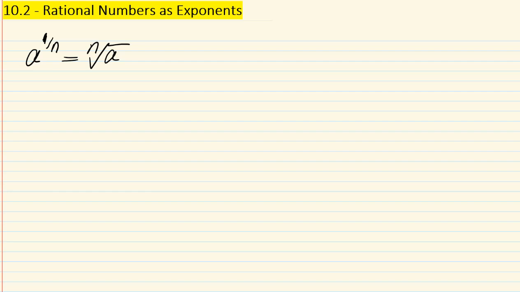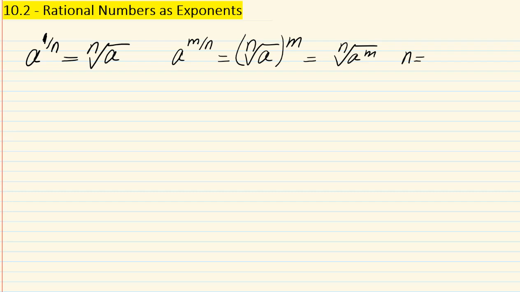The more general form of this would be the following, where we have a to the m over n, and we can rewrite it as the nth root of a to the mth power, or we can also write it as the nth root of a to the m. Both of those are permissible. Remember, n has to be 2, 3, 4 and so on, because n was the index of the radical expression. So n has to be a natural number, and in fact so is m.